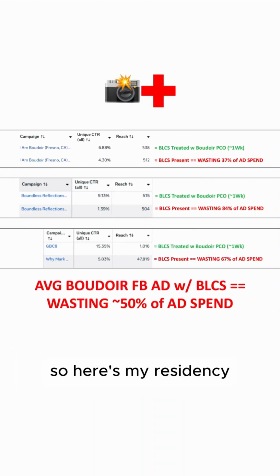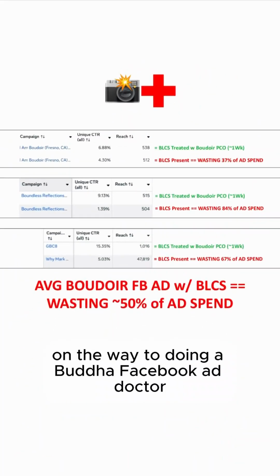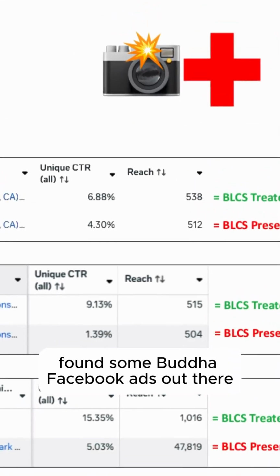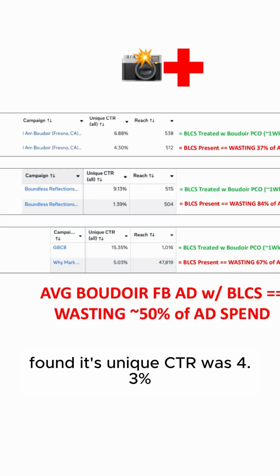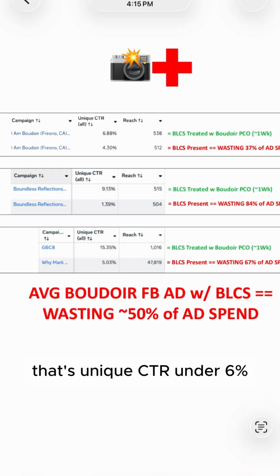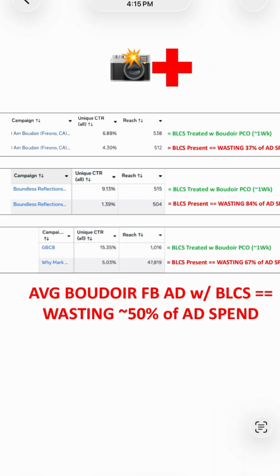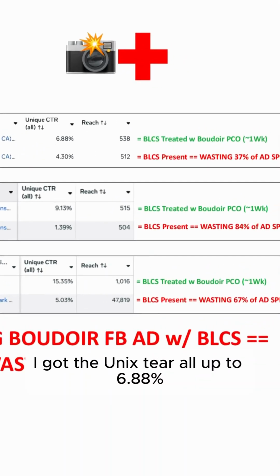So here's my residency on the way to doing Boudoir Facebook Ad Doctor. First thing, I went out, found some boudoir Facebook ads out there, pulled the first one into my hospital, tested it, and found its unique CTR was 4.3%. That's unique CTR under 6%, that's BLCS. So we know that BLCS is present. So I duplicated it, treated it with boudoir PICO, it took about a week, and got the unique CTR up to 6.88%.